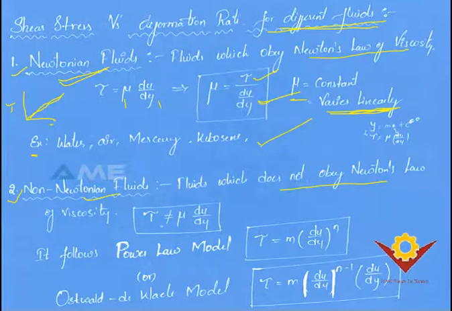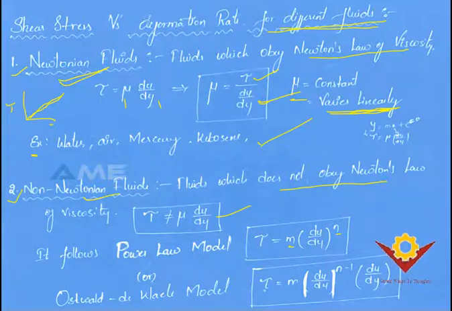And so here we have Newton's law, which is tau equals mu du by dy, but it is not obeying that, so that's why it is not equal to mu du by dy. But it follows a power law model, which is tau equals m into (du by dy) to the power n. Here m and n are constants. Or else you can call this the Ostwald de Waele model.